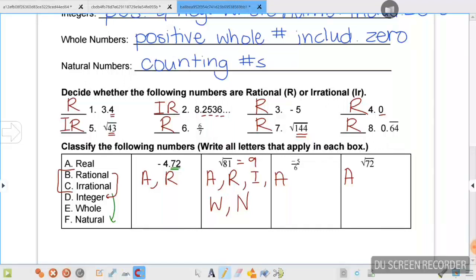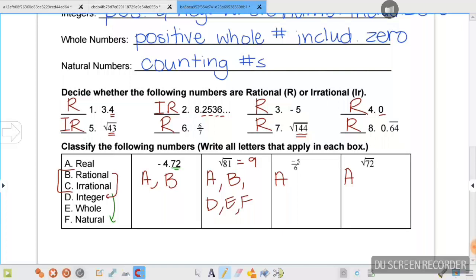Oops, this is my fault. I was supposed to, and this one as well, B, no C, D, E, F. My fault.